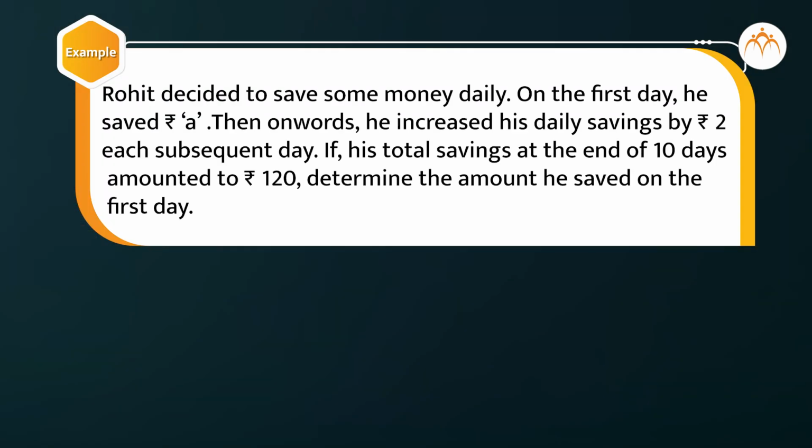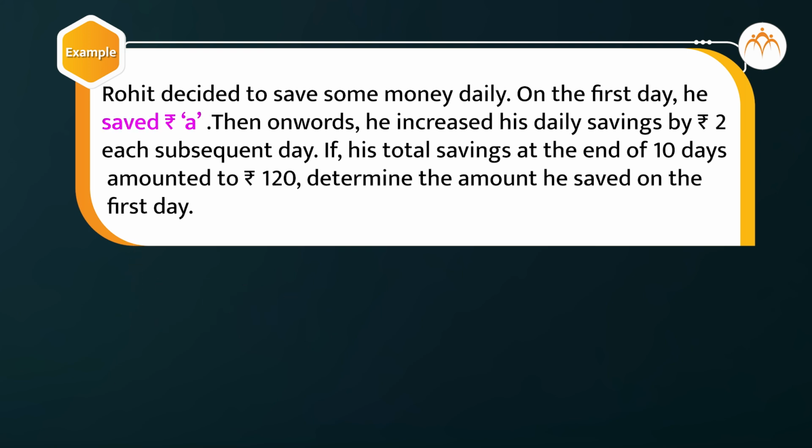Rohit decided to save some money daily. On the first day, he saved A rupees. Then onwards, he increased his daily savings by 2 rupees each subsequent day. If his total savings at the end of 10 days amounted to 120 rupees, determine the amount he saved on the first day. Solution. Rohit saved A rupees on the first day.